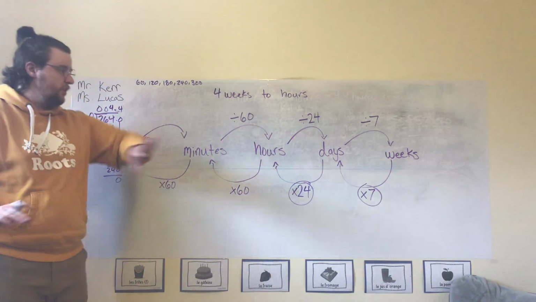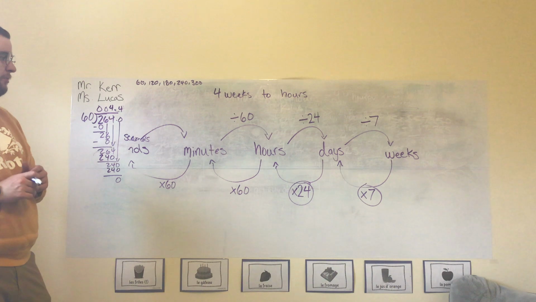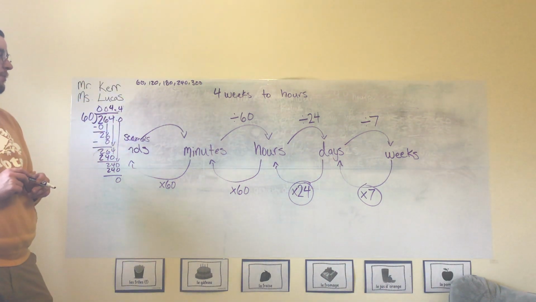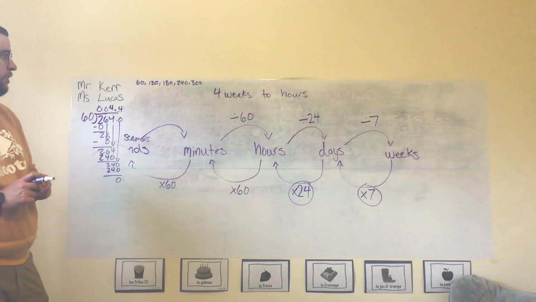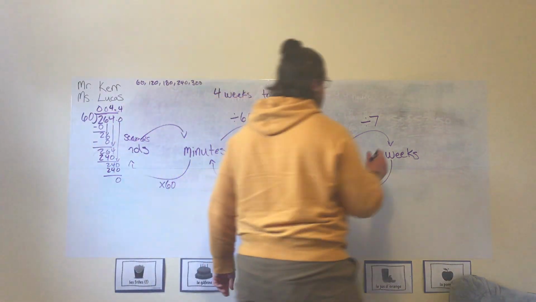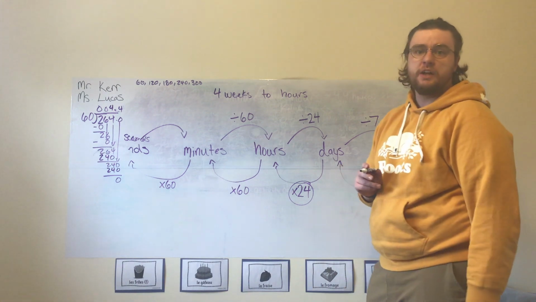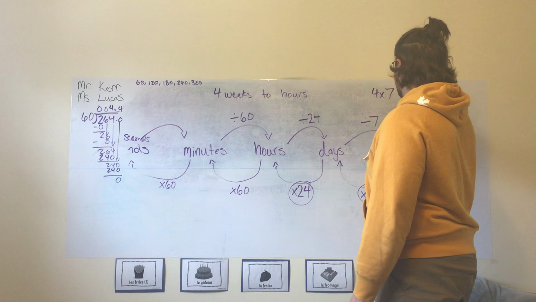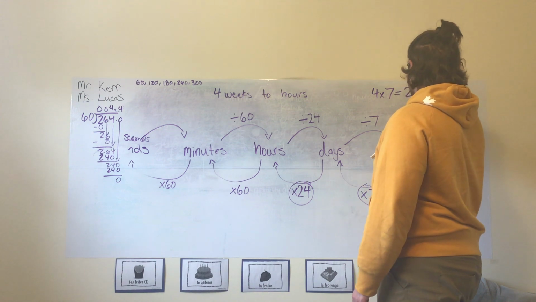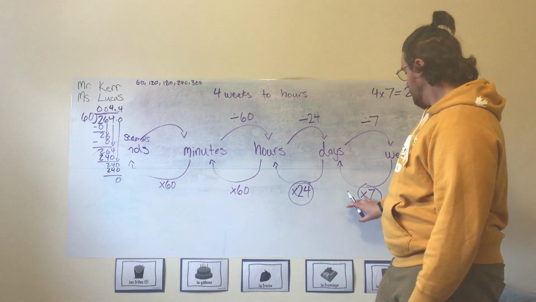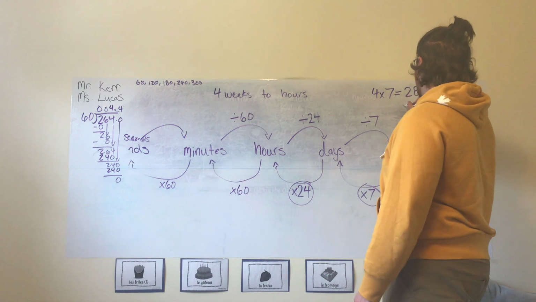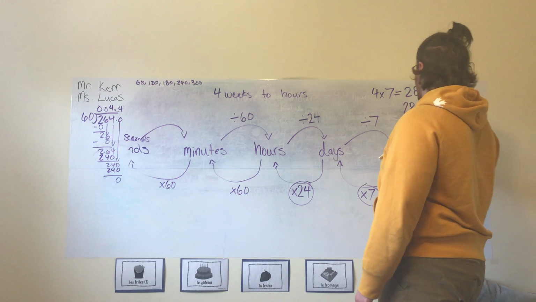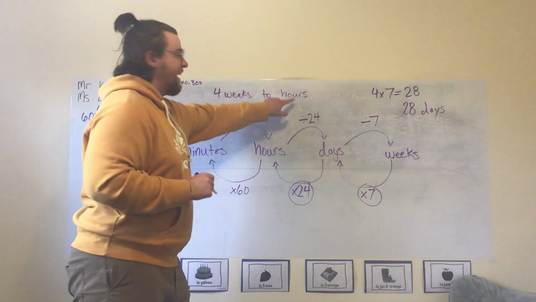We can multiply in any order, so we can multiply 7 by 24 and then that number by 4, or we can multiply 4 by 7 and then that number by 24. So let's do 4 by 7 first, because that is an easier one. That is one of our mental math facts. 4 times 7 equals 28. So we have converted from weeks to days. We have 28 days in 4 weeks, but we still want to get to hours.